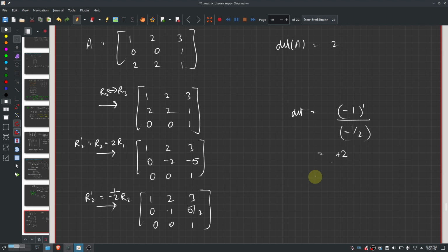So how many of you have seen this approach of computing the determinant before? Was this covered in your matrix theory course? How many of you have not seen this before?